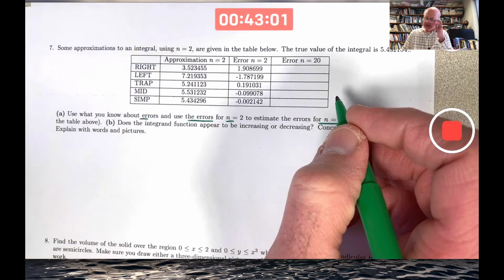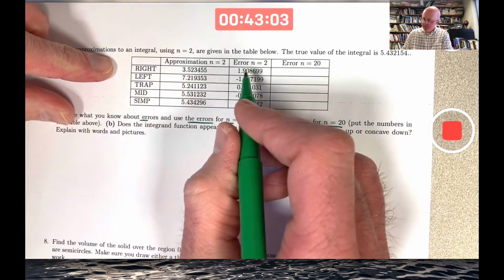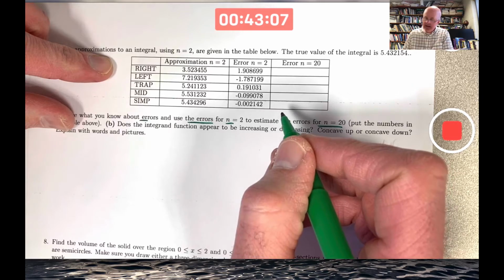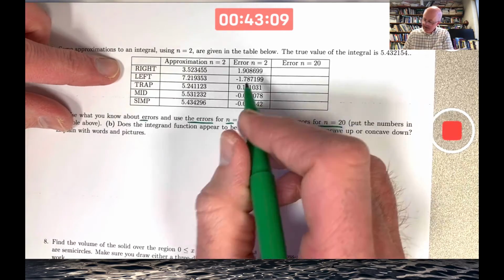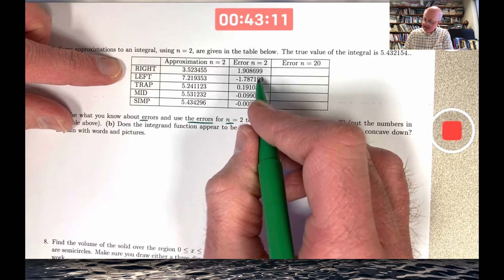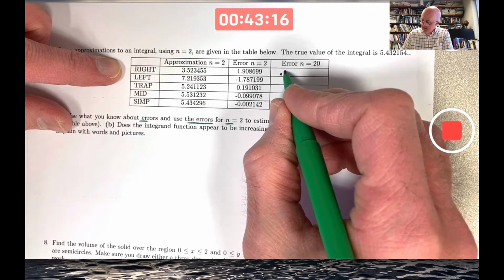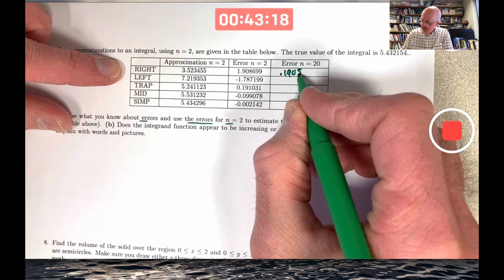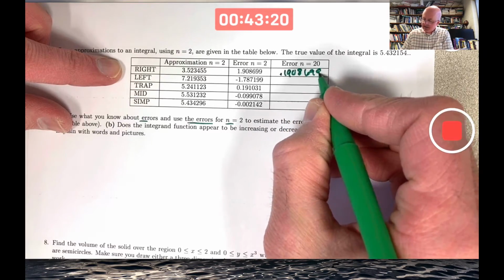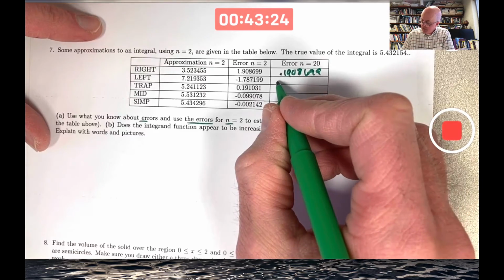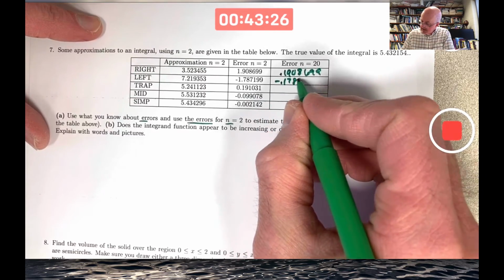And the principle is, with the left and right hand rules, when you increase n by a factor of 10, the error goes down by a factor of 10. So what that means for left and right hand rules is we can write these same numbers with the decimal point one spot to the left. Now, that's probably too many significant digits that I'm doing here, but it's a rough rule of thumb to say this.